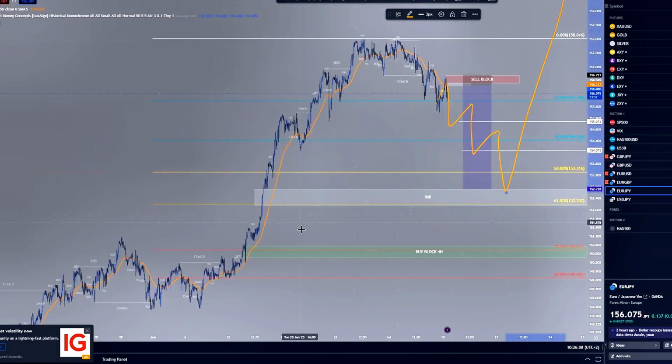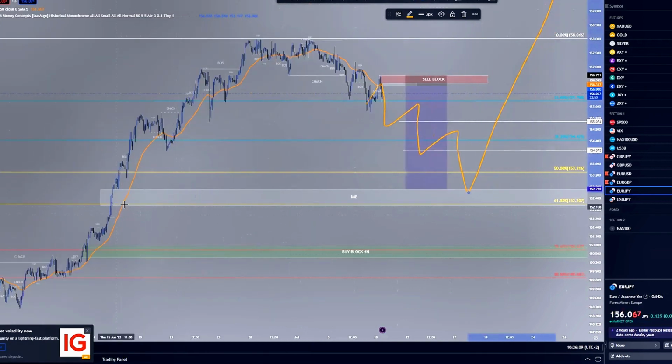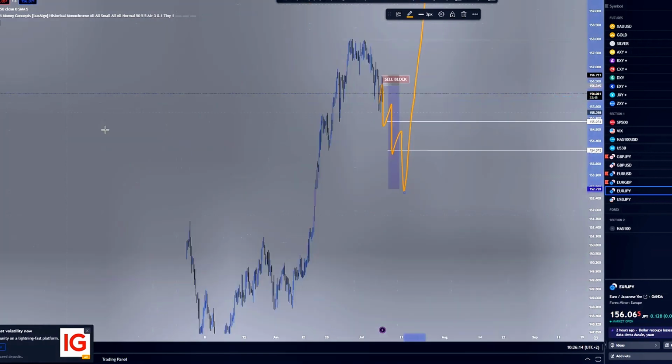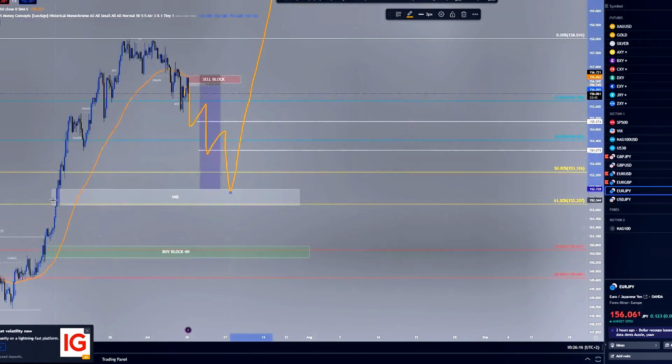Interesting. You see the imbalance here, and this is on the 1 hourly. If I go on the 4 hourly now, you can see this big imbalance here, and a buy order block and buy order block. So it's lots of confluence, many key areas in this area.